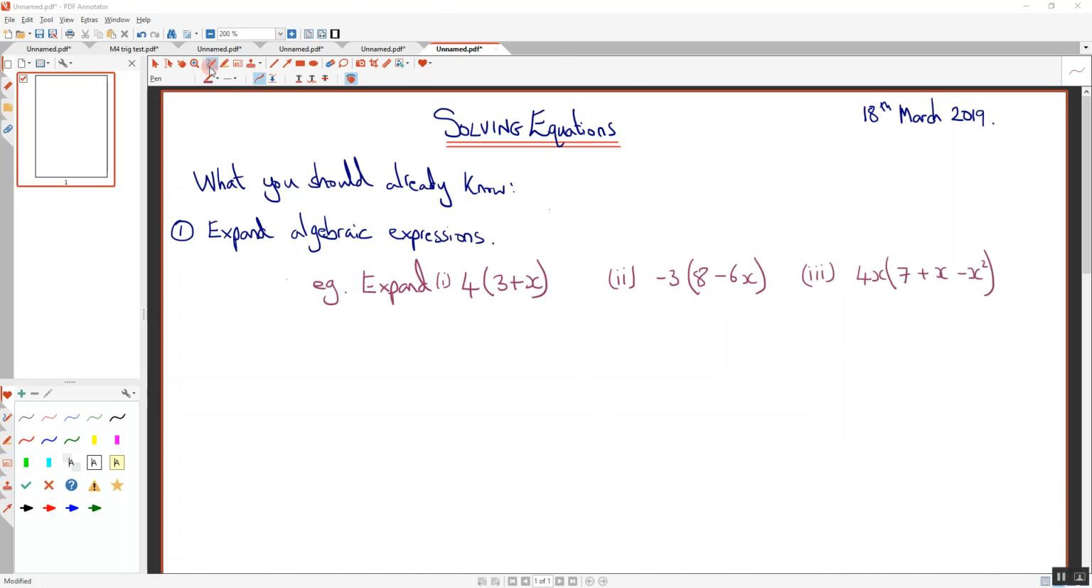Okay, so the first one, what do you have to do, Grayson? For the first one, you do the arrows, so you do 4 times 3 and then 4 times x. Good. So you do 4 times 3, which equals 12, then you do plus 4x. Good. And you can't add them because 4x and 12 are not the same type of term. Yeah, they're not the same terms, so we can't add these things together to get 16x, okay? So it's just 12 plus 4x.